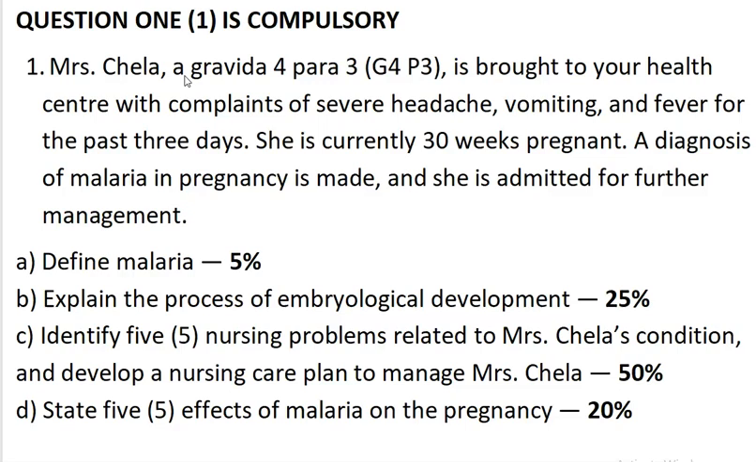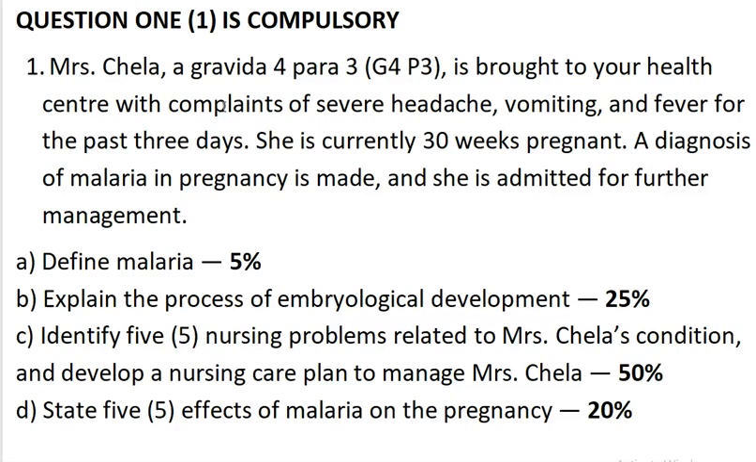So the question is saying, Mrs. Chela, gravida 4, para 3, G4, P3, is brought to your health center with complaints of severe headache, vomiting, fever for the past 3 days. She is currently 30 weeks pregnant. A diagnosis of malaria in pregnancy is made, and she is admitted for further management.